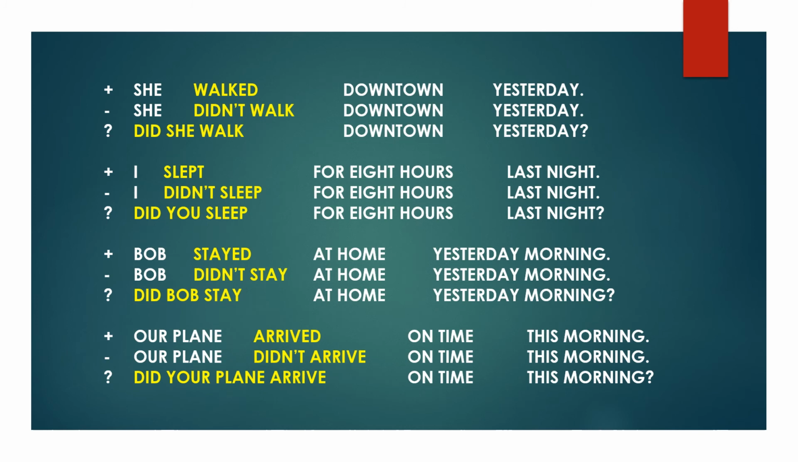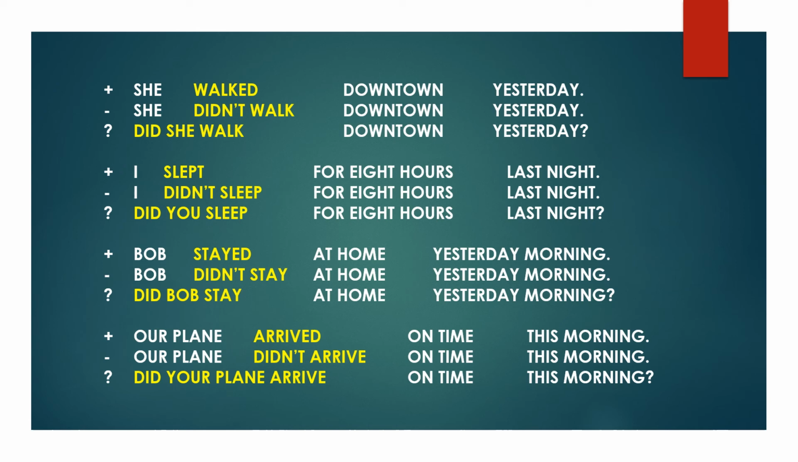How about we join the positive, negative, and interrogative of the past form together? She walked downtown yesterday, positive verb. She didn't walk downtown yesterday, the negative form. How about the interrogative form? Did she walk downtown yesterday?